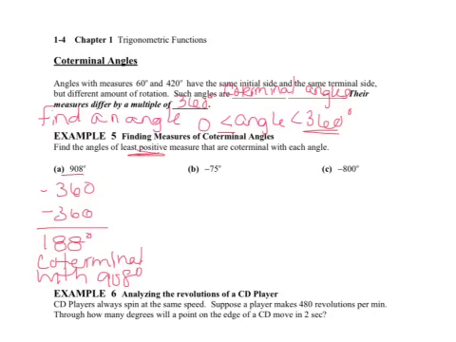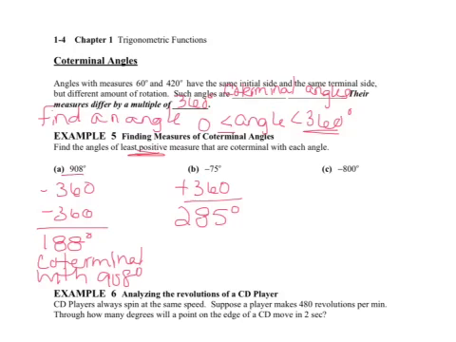Our next one is a negative 75. Remember, we have to have a positive. So instead of subtracting 360 degrees, we are going to add 360 degrees. So if we take negative 75 plus 360, we will get a 285 degree angle. 285 degrees then is coterminal with negative 75 degrees.